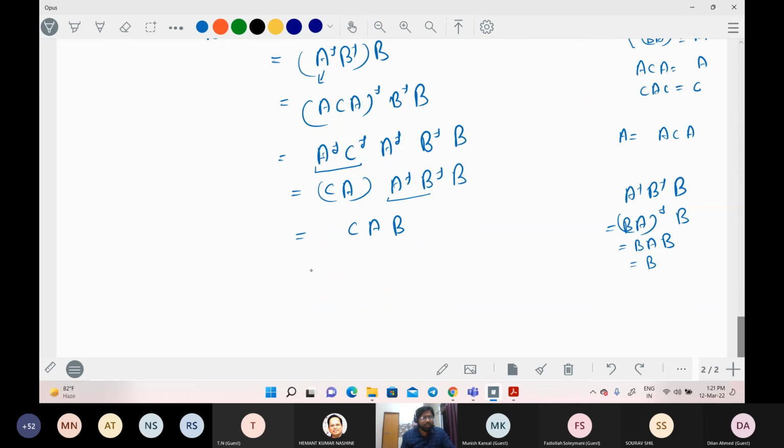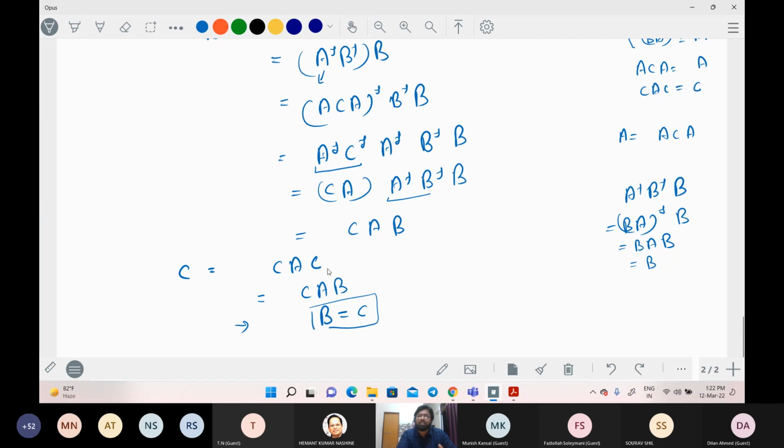Similarly, I could start from C equal to CAC, because C is the Moore-Penrose inverse of A, so it will satisfy this equation. Using the similar procedure that we have done here, we will see that this is coming out to be CAB. And at the end, what we have just proved, B is equal to C.